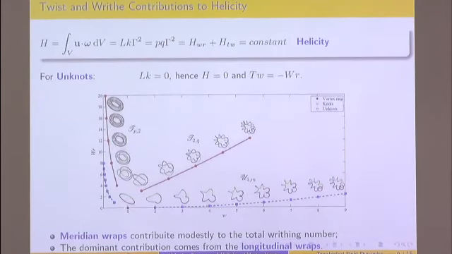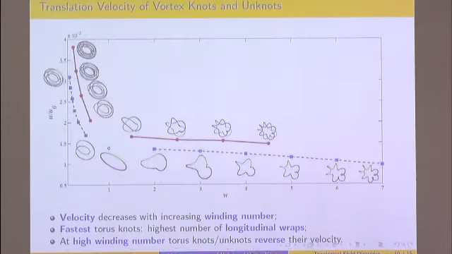So in general, we can see that for the circle, the writhe number is equal to 0, and we have high values for this class of torus knots and unknots, in which we have longitudinal wraps greater than the meridian wraps, and the same for the second class. So this is just geometric information. Now we will focus more on the dynamics of this class of torus knots and unknots.